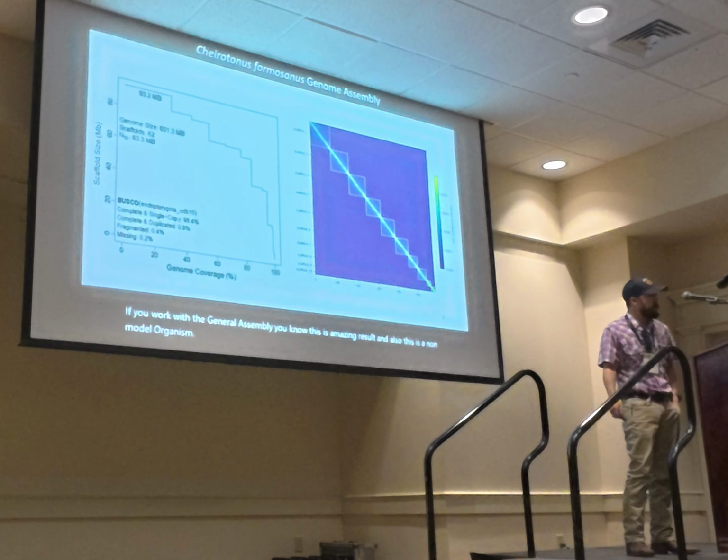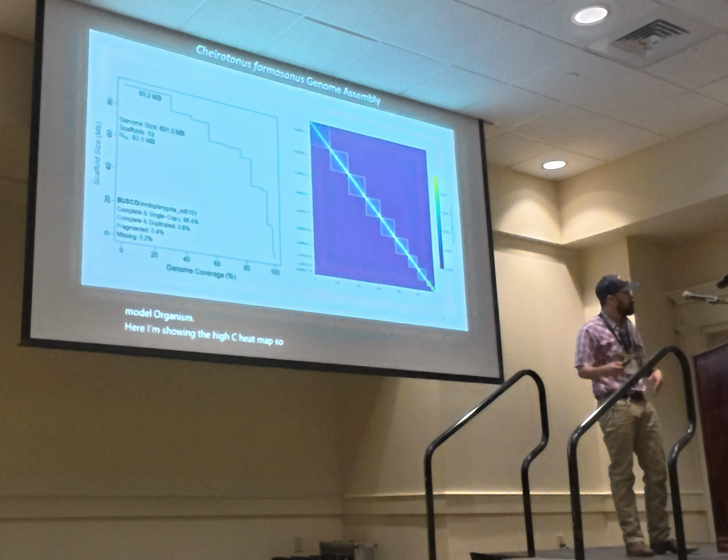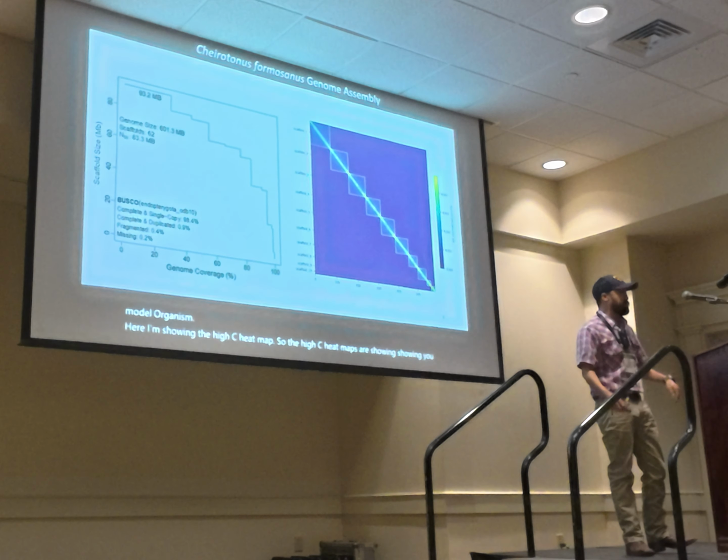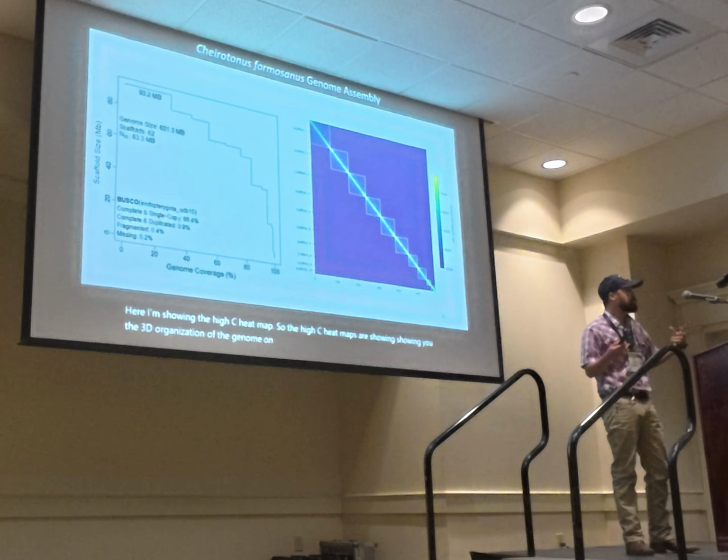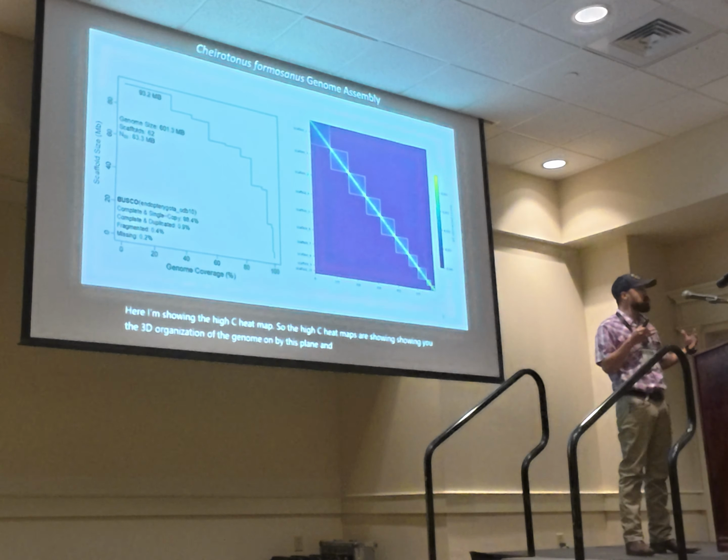Here I'm showing the Hi-C heat map. The Hi-C heat map shows you the 3D organization of the genome by displaying how often the different genome regions, the chromosomes, interact with each other. The stronger the interaction, the more intense the signal. So you can see there are 10 main scaffolds.